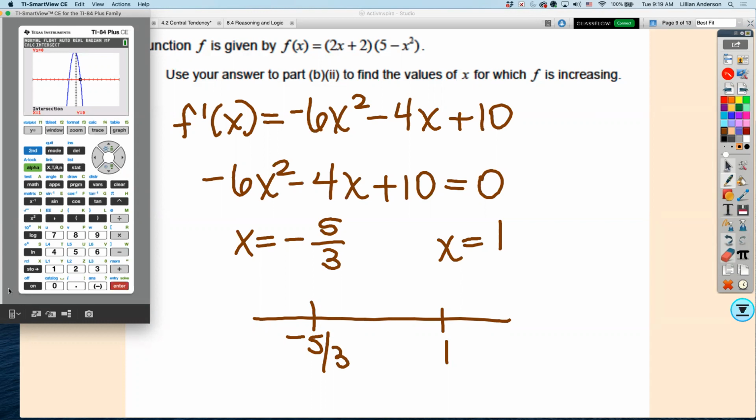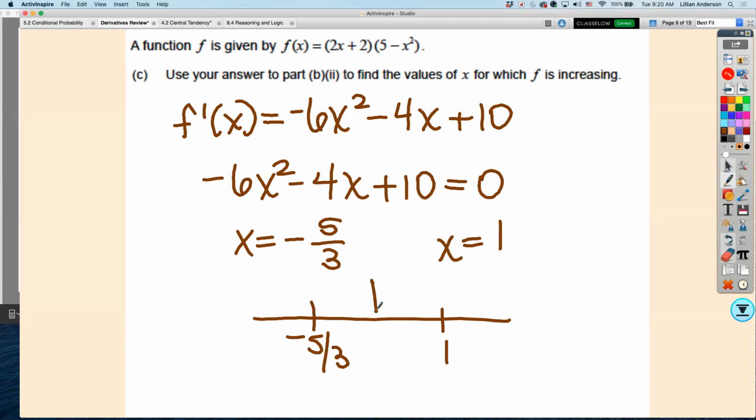It's not the left side of your maximum. Like if this right here, this picture on our graph represents our derivative. Wherever the derivative is above 0, that means that's where it's positive. So that means in between negative 5/3 and 1, that's where it's positive. That means that's where the graph of the original function is increasing.